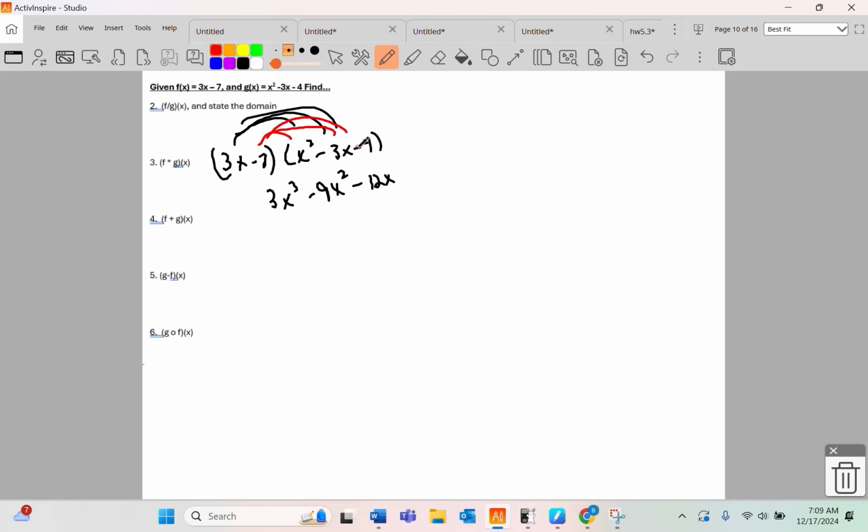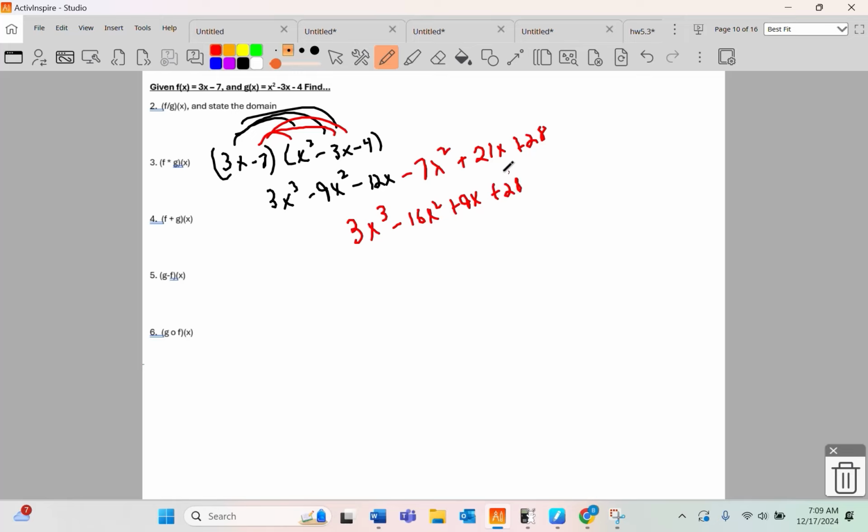So a -7 times x squared is minus 7x squared. A negative times a negative is a positive, so 21x. A negative times a negative is positive, plus 28. And then you combine like terms. There's a 3x cubed. -9 minus 7 is -16x squared. -12 plus 21 should be 9. And then we have the plus 28. And there's number 3.